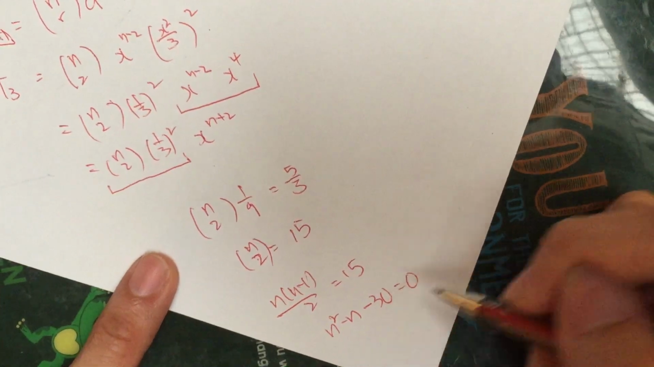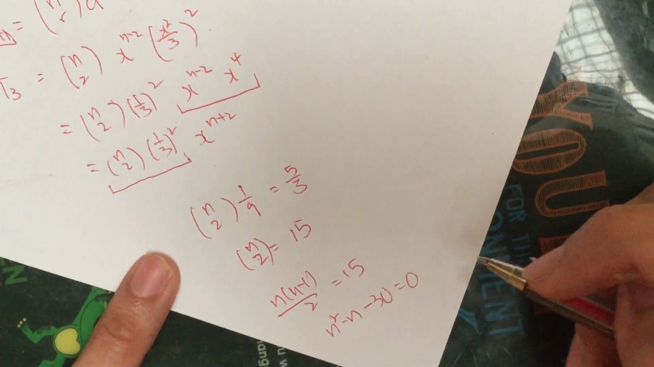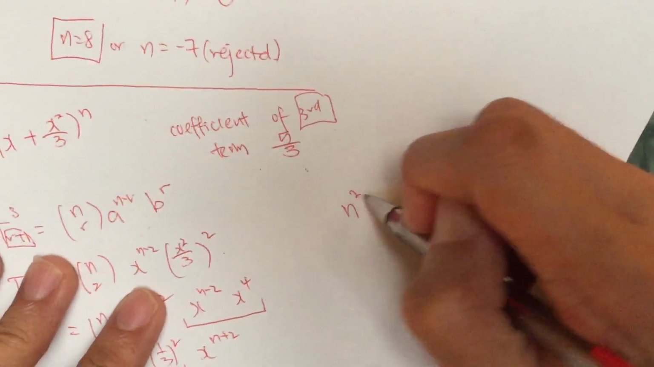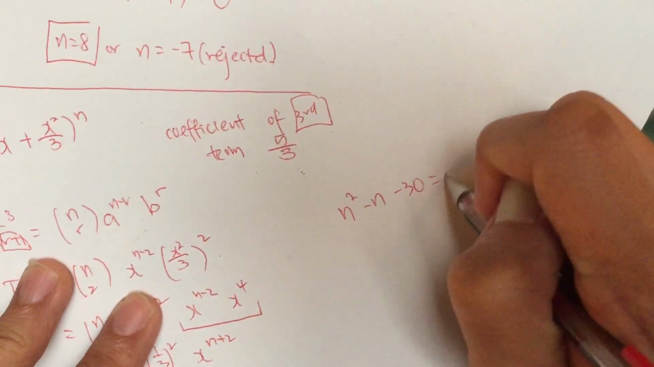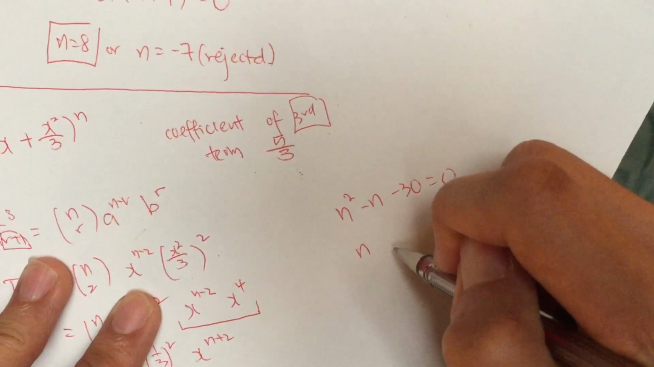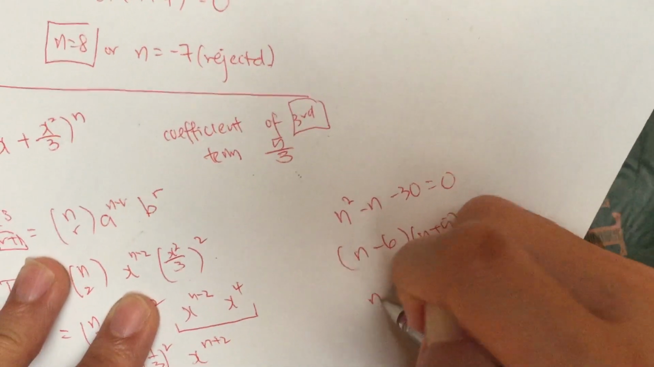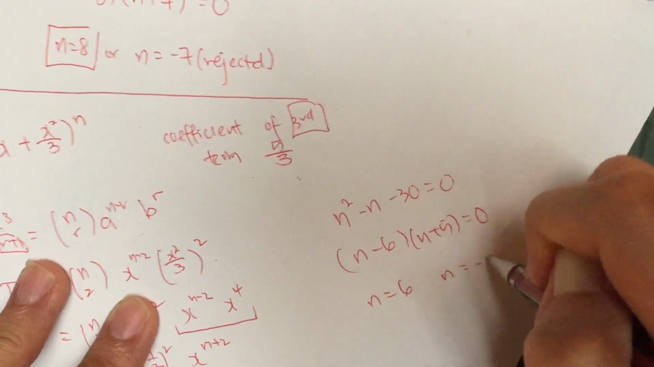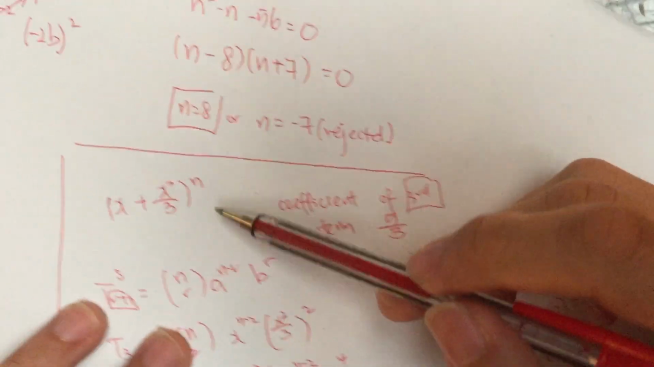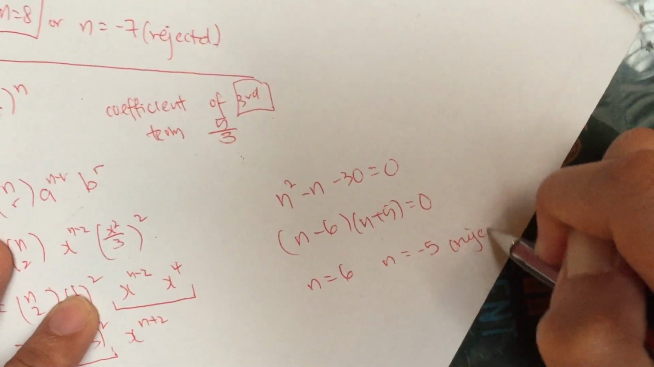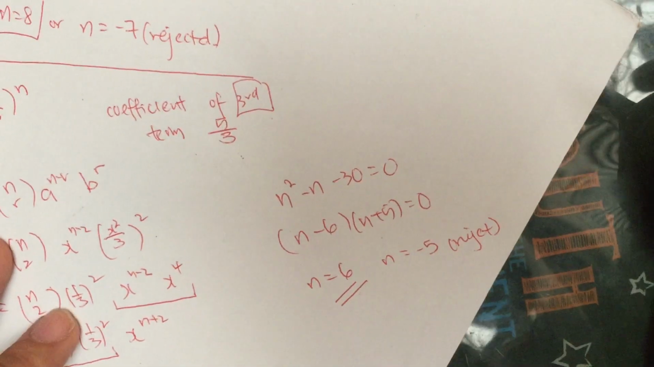So this is probably 5 and 6, right? Let me write down from here because I have no space. n squared minus n minus 30 is 0. So n minus 6, n plus 5 is 0, and therefore n is 6 or n is negative 5. Again, because n is the power of this binomial, it cannot be negative, so I'm going to reject this one. The answer is n equals 6.